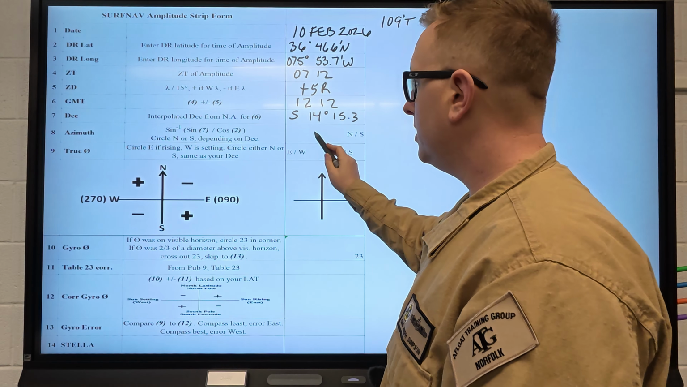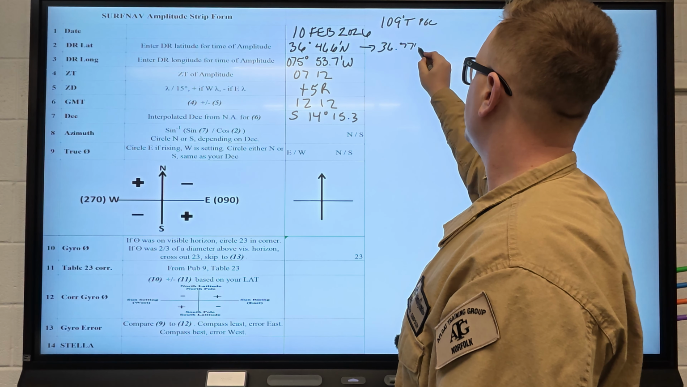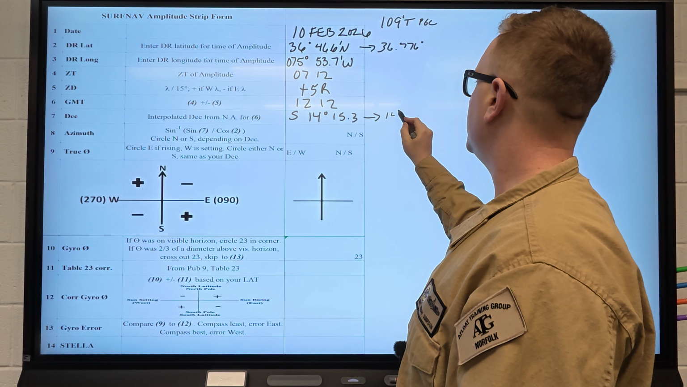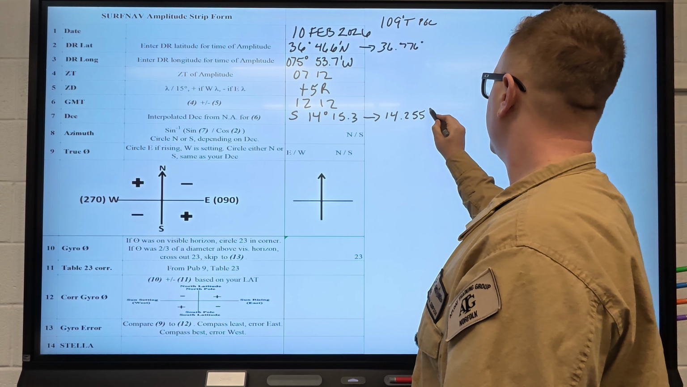Before we keep on going into number 8, we're going to convert our latitude into one number and our declination into one number. We're going to do this to make number 8, when we do the math plugging it into the calculator, a hell of a lot easier. So this makes 36.776 degrees, and this makes 14.255 degrees.